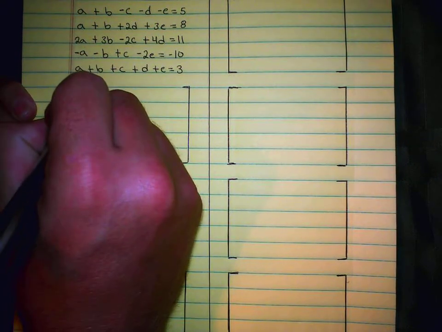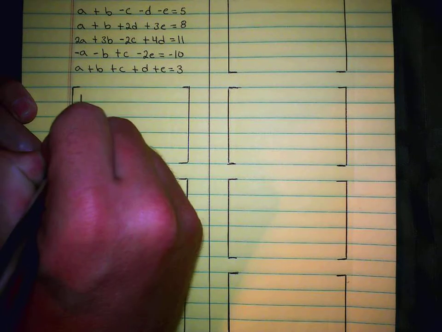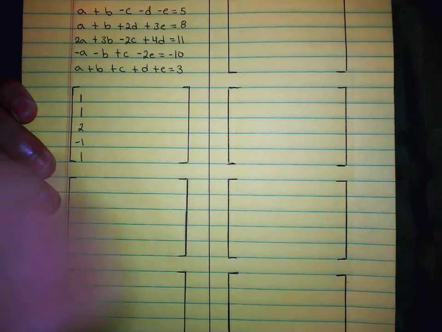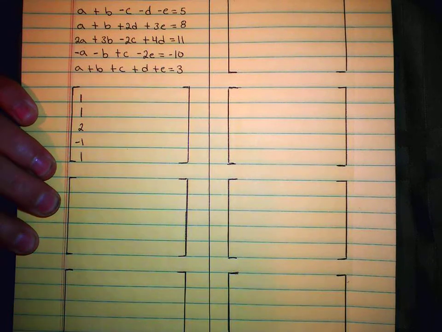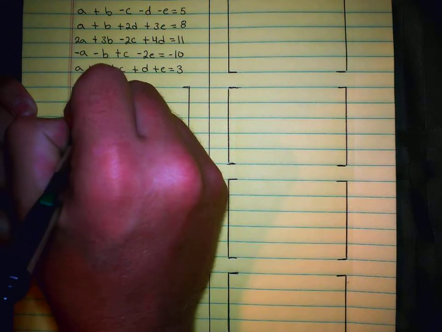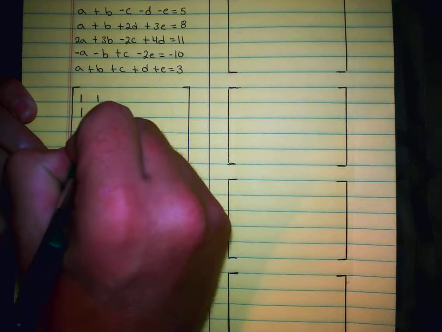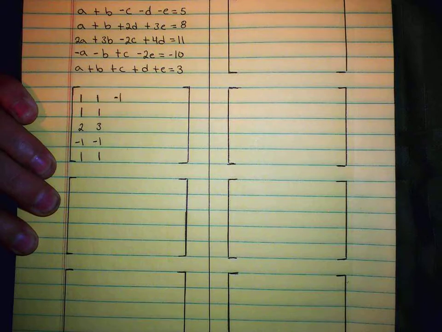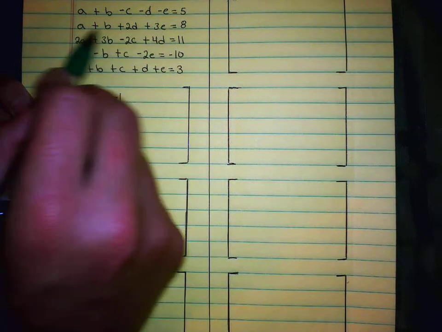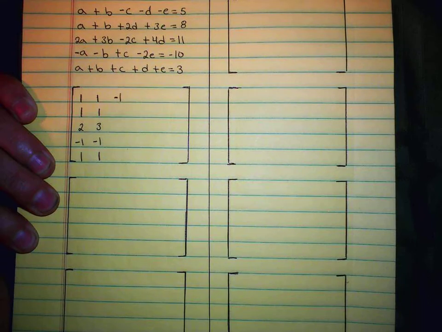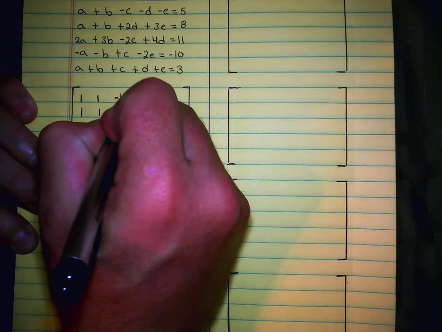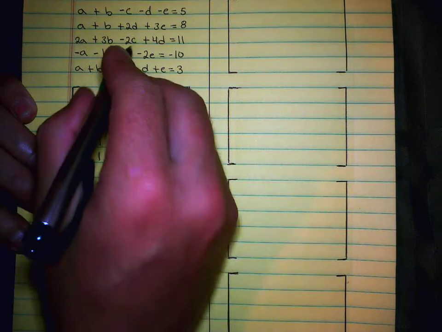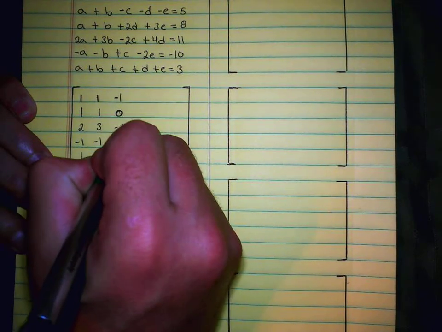So A column, I have a 1, a 2, a -1, and a 1. B column, I have a 1, a 3, a -1, and a 1. C column, I have a -1. Now on row 2, my second equation, there's no C. So what should I put there? If there's nothing there, put a 0. Row 3, -2, 1, 1.